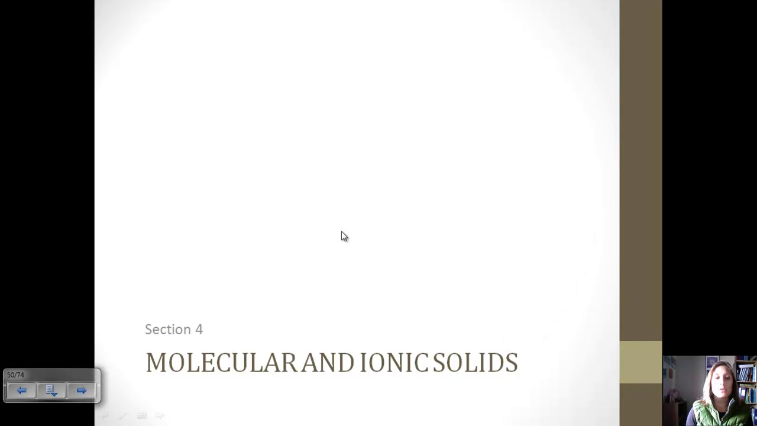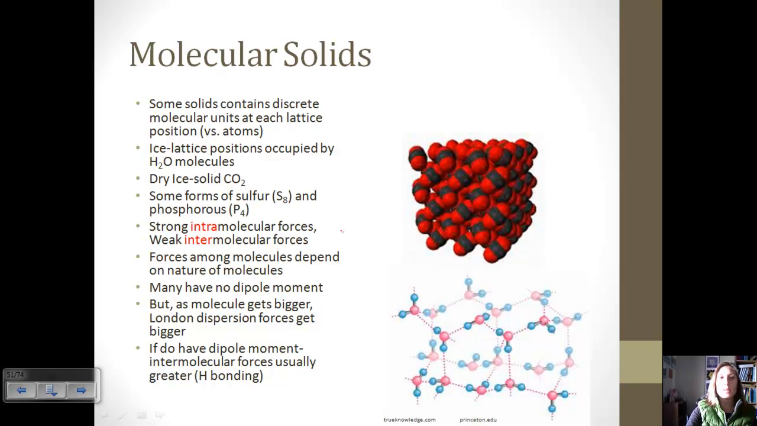So today we're going to continue with our discussion of liquids and solids, and we're going to talk about molecular and ionic solids. So last time we talked about atomic solids, mainly network solids, and now we're going to cover the other two main types. Okay, so molecular solids basically have molecules at the lattice points instead of atoms.